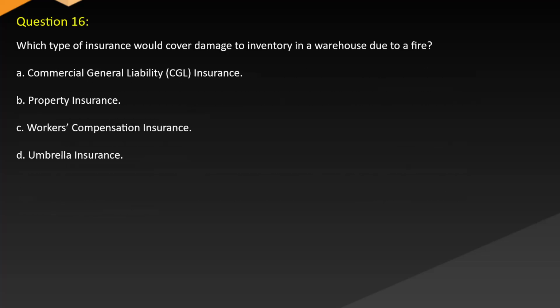Question 16. Which type of insurance would cover damage to inventory in a warehouse due to a fire? A. Commercial general liability (CGL) insurance. B. Property insurance. C. Workers' compensation insurance. D. Umbrella insurance.